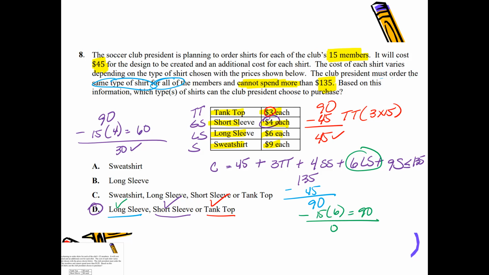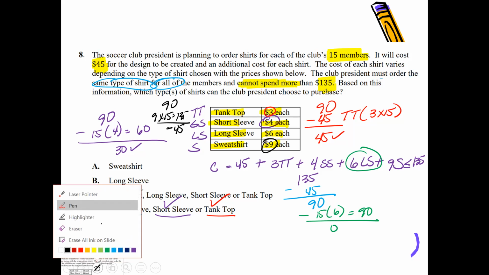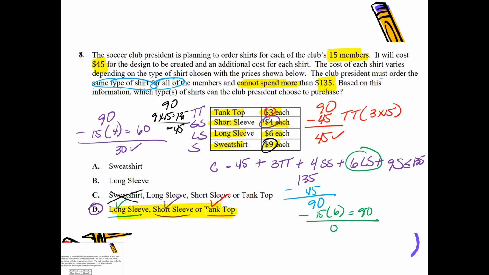So why can I not order C, which is a sweatshirt? Well, let's check that out. If you have $90, sweatshirts are $9. So 9 times the 15 people is going to be $135. You don't have enough in your $90. You're going to be in the hole for negative $45. So you definitely cannot order a sweatshirt. So the only options that you have here are long sleeve, short sleeves, and tank tops. Those are the only ones that are available.